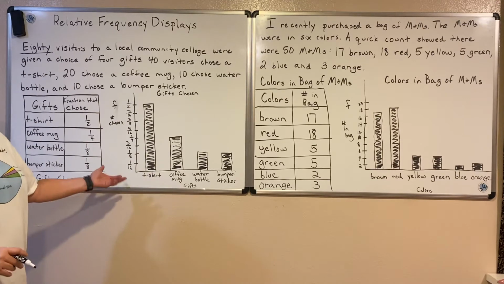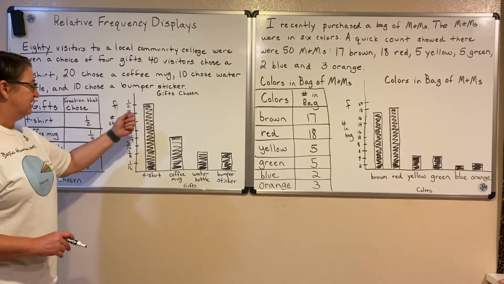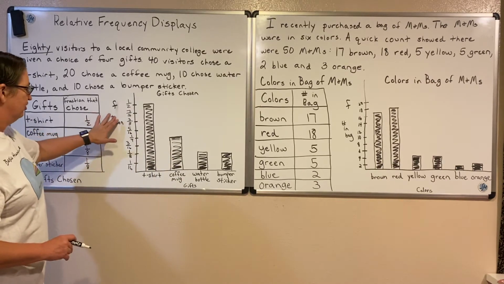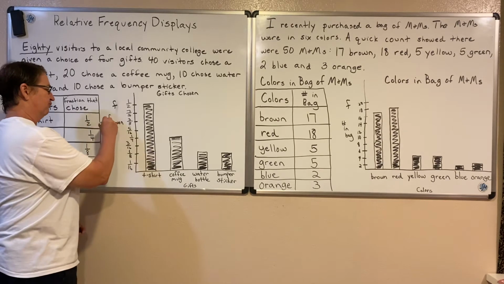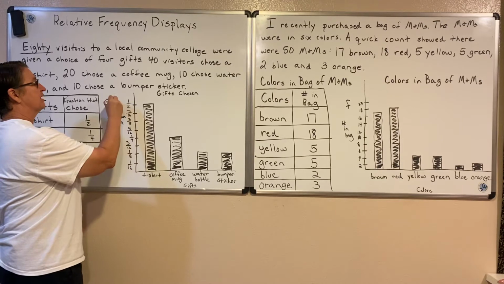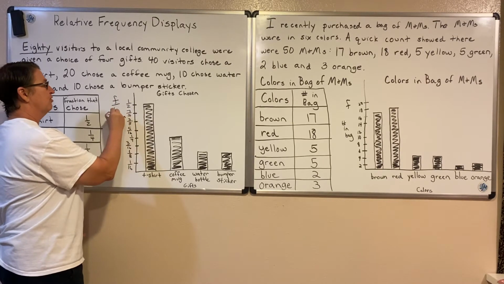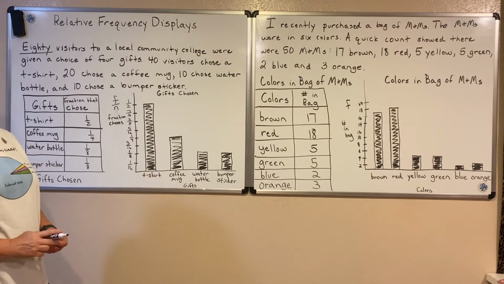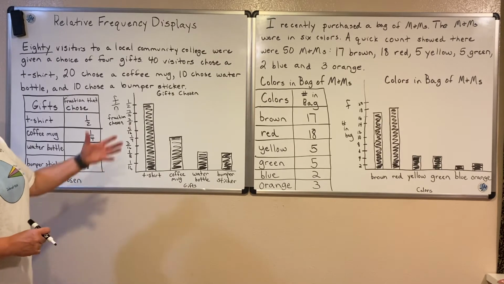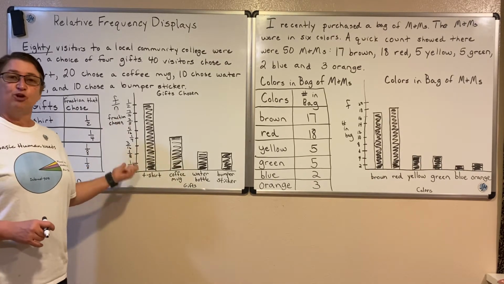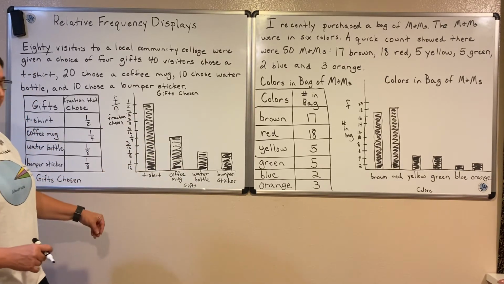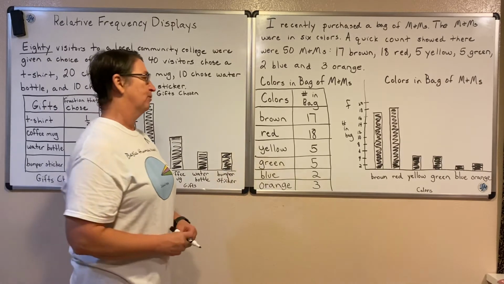So I've turned this bar graph that showed frequencies into a relative frequency bar graph. Again, instead of having the number chosen, now this is the fraction chosen. Or if we write it with our frequency, we could say it's the frequency over the total number in our sample of people who chose gifts. Or if it's a population, you can make it a capital N. So all you do to make a frequency distribution into a relative frequency distribution is change it into a fraction, showing out of the total number.